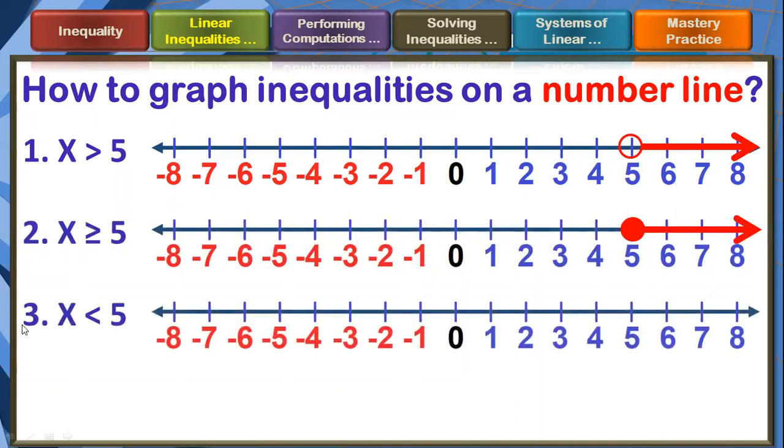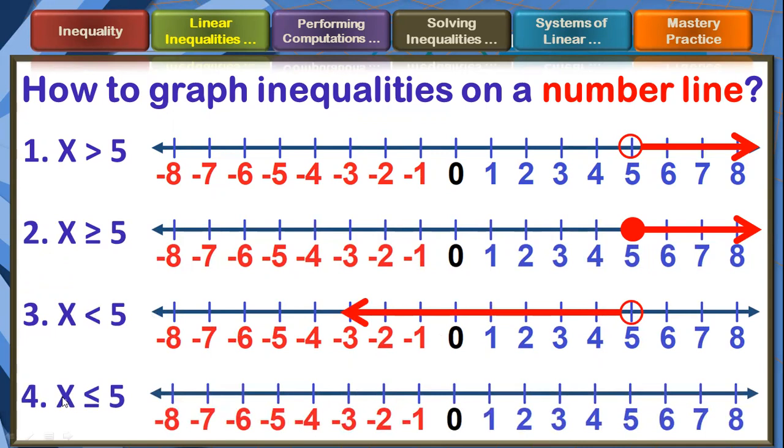For number 3, we have X is less than 5. So this is 5. How do we graph that? The same thing here, we make a circle which has a hole to tell us that 5 is not included. And this time, because it's less than, the arrow goes to the left. And for number 4, X is less than or equal to 5. So 5 is here. This time we shade the circle because 5 is included now. The same thing, this is less than, so therefore the arrow is going to the left.